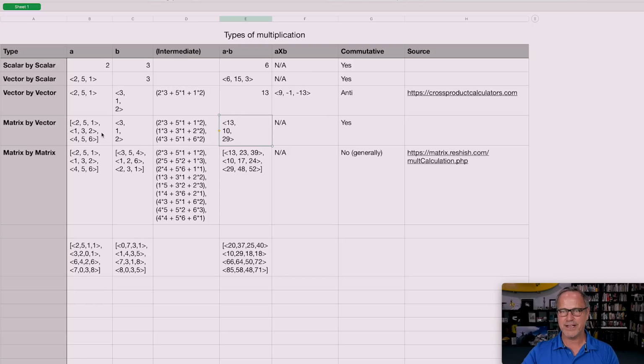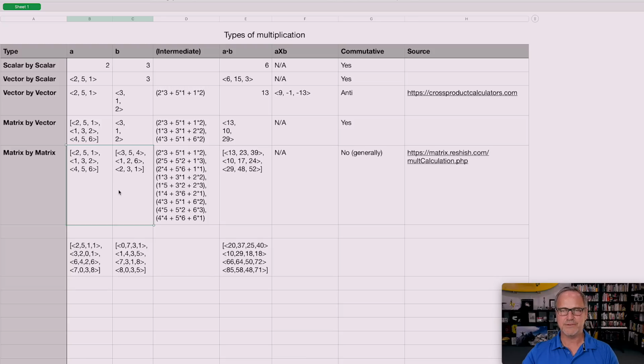And then multiplying the second one, 3, 1, 2 times 1, 3, 2 gives us the number 10. And then 4, 5, 6 times 3, 1, 2 gives us the number 29. And this, interestingly enough, is actually commutative. And if any of this is confusing you, just pause the video and actually multiply the numbers out in your head. It's really, really an instructive thing to go through it and actually multiply it yourself.